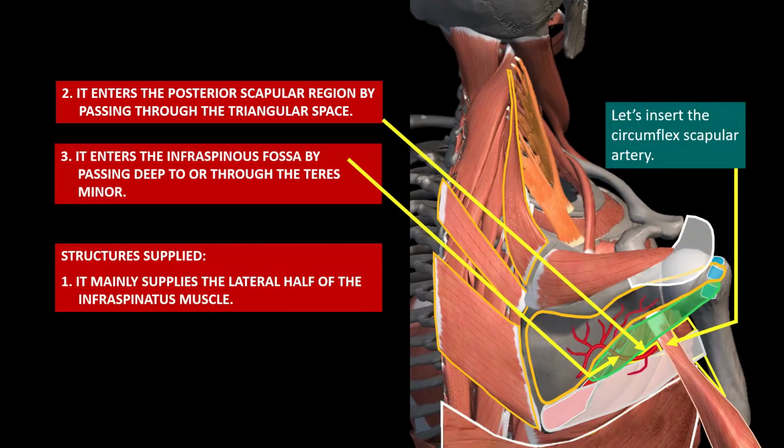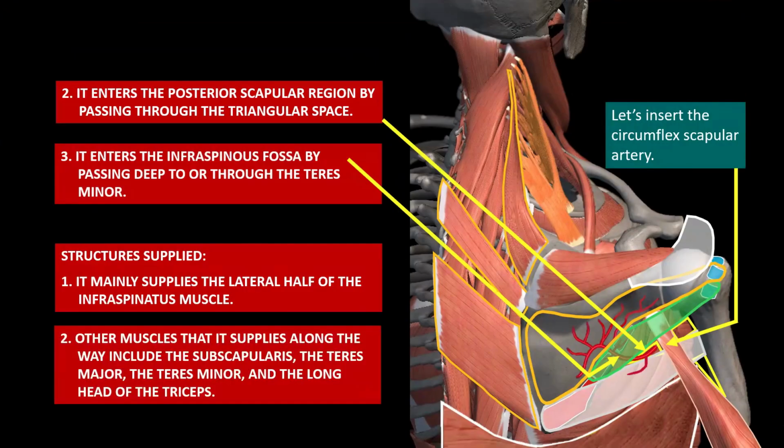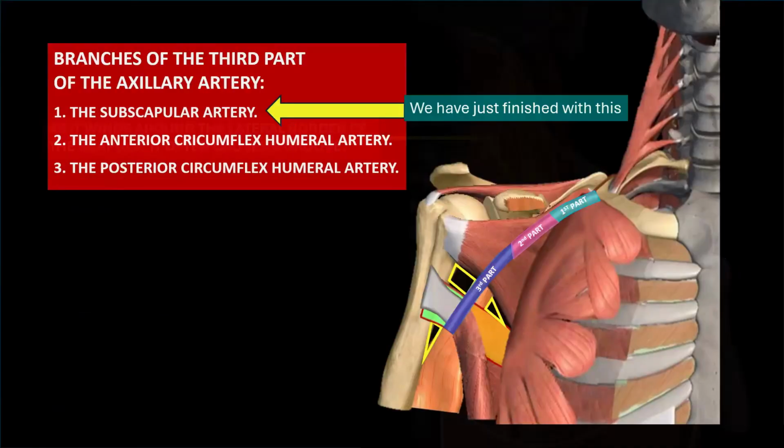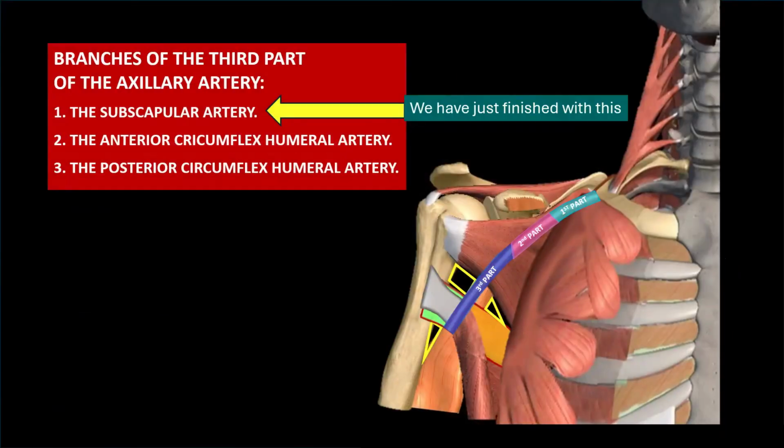Structures supplied. It mainly supplies the lateral half of the infraspinatus. Other muscles that it supplies along the way include the subscapularis, the teres major, the teres minor, and the long head of the triceps. As it winds around the lateral border of the scapula, it often causes a groove. We've just done the subscapular artery.